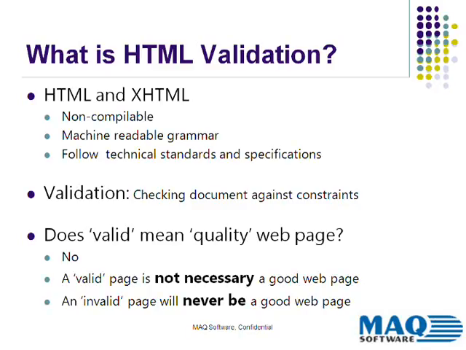The common things about HTML and XHTML are both are non-compilable. So when you write any script, there is no need for you to compile it. The browser will render the HTML and give you the page. Okay, both are machine readable grammar. And both these languages follow the technical standards and specifications.